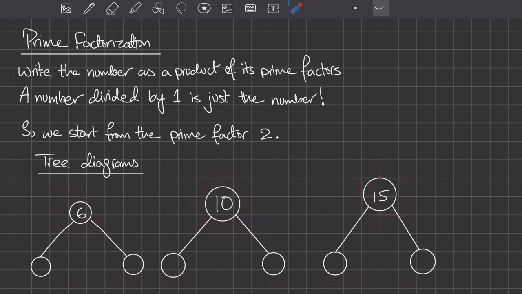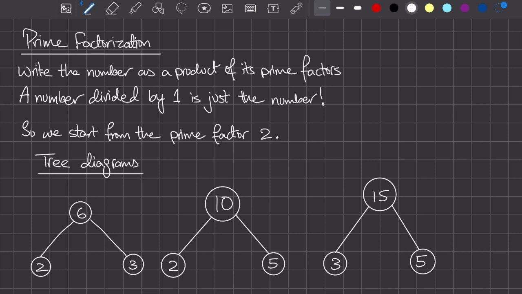Since we are doing prime factorization, we start dividing the number starting from the lowest prime number, which is 1, but since a number divided by 1 is the same number, we move on to 2. 6 is divisible by 2 and gives us the factors 2 and 3, which are both prime numbers. Hence, we move on to 10 and divide that by 2 as well and get the factors 2 and 5. Lastly, we make the tree diagram for 15. Since it is not even, it cannot be divided by 2, therefore, we move on to the next prime number, which is 3. And that helps us rewrite 15 as a product of 3 and 5.